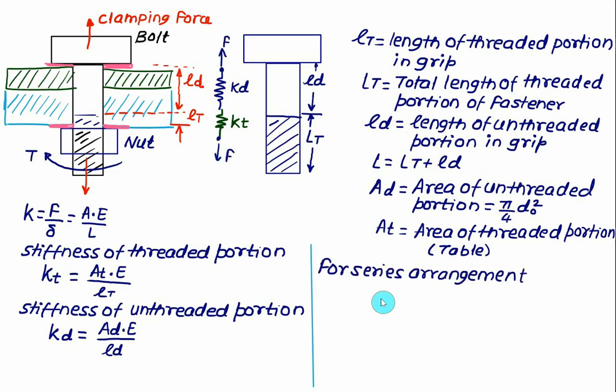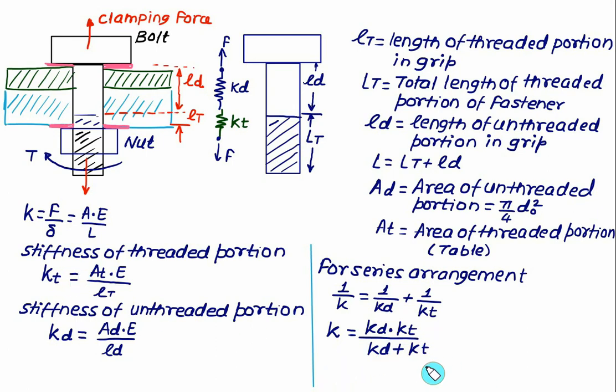Whenever we have two springs in series, we can calculate the equivalent value as 1 divided by K equals 1 divided by the stiffness of the unthreaded portion, KD, plus 1 divided by the stiffness of the threaded portion, KT. Cross multiply and we can solve for K. So this is the stiffness of the fastener, K equals KD multiplied by KT divided by KD plus KT. And we can substitute from here and solve for it.